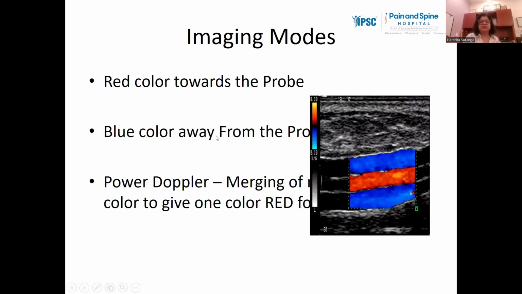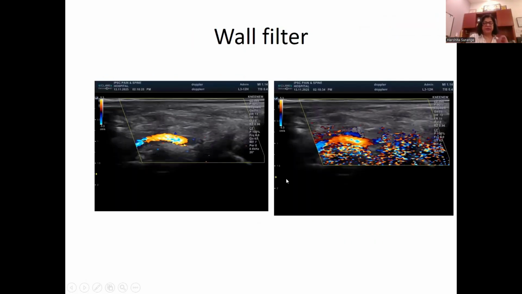Now coming over to the imaging modes. We have red color towards the probe, blue color away from the probe, and power Doppler is a merging of red and blue color to give it a red color to detect very slow flow of blood. So let's talk about the Doppler. When we are doing the Doppler, putting color to visualize the flow in a particular area, to see how much inflammation or vascularity that area has got, sometimes you're able to pick up color, sometimes you're not, sometimes the color is all blooming or aliasing, so we don't get a very good flow of color.